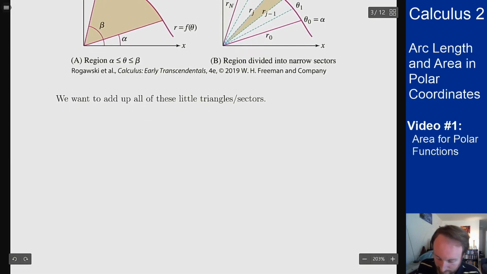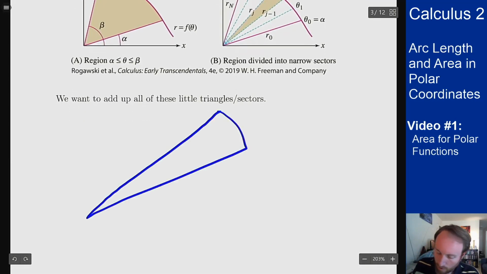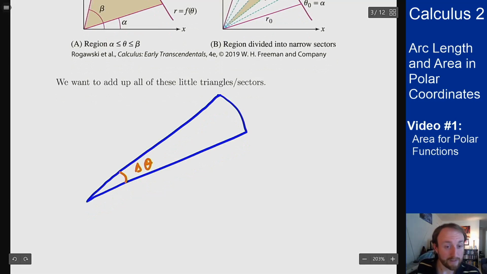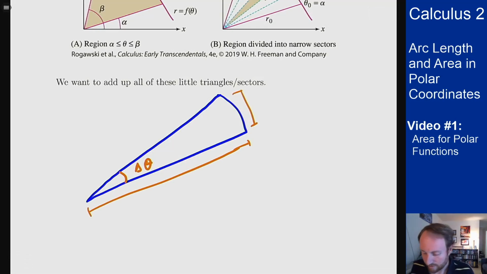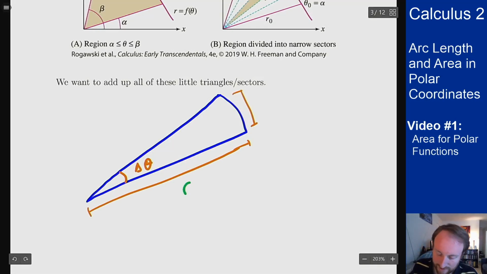So if I have a little sector, something like this, where my angle here is my change in theta, that's what it's going to be when we're setting up this sort of Riemann sum. How am I going to find the area of this shape? Well, we're going to approximate it by a triangle, and to do that I will need the base and the height. So the base here is clearly just the radius r that we're at at this point theta. That's the length from the base of this, which is at the origin, out to the edge of this curve. But what is the height? What is this length up here? Well, it turns out this is r times delta theta.